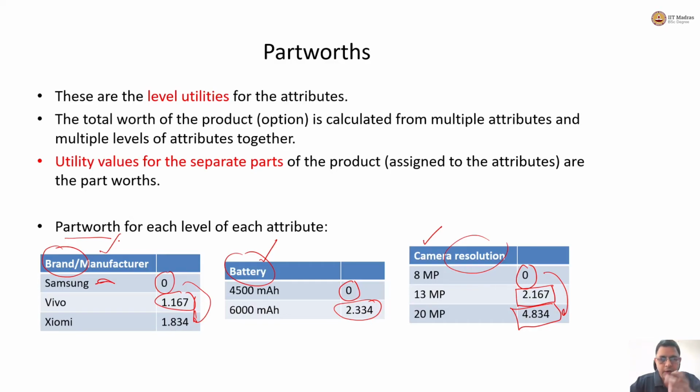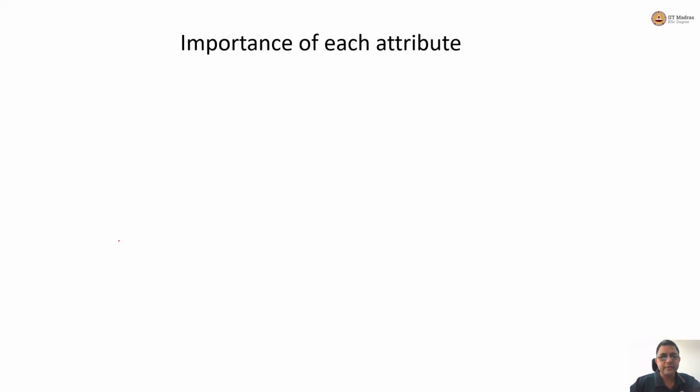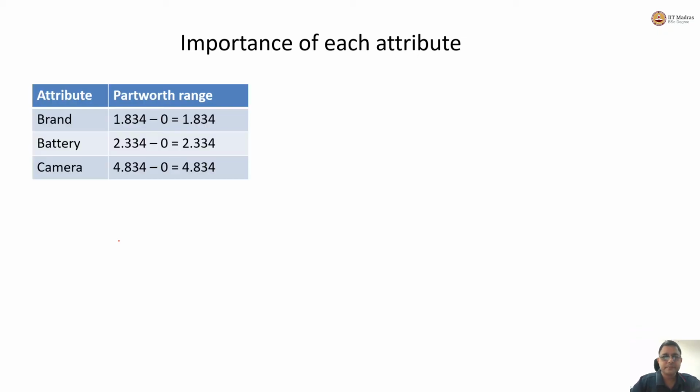Let us answer that question. So let us use part worth data to answer that question. Let us now quantify the importance given by the consumer who gave us these ratings, the importance given by the consumer for each of the attributes.